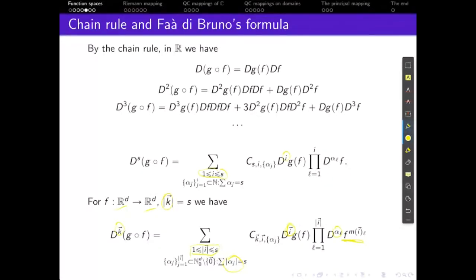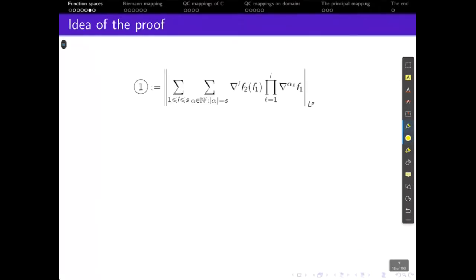Note that each term will have at least one derivative. So this alpha is never all zeros. It cannot be all zeros. You always have at least one derivative. Of course, I guess you can feel why this is happening. Anyway, we have this formula, and now with these ideas in mind, we will try to see why the composition is also Sobolev. So this is the idea.